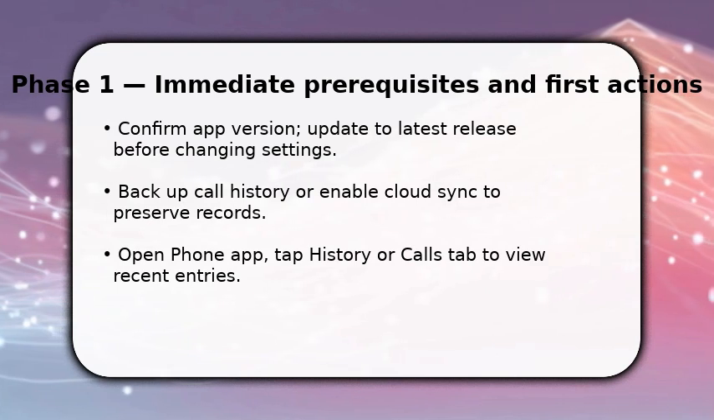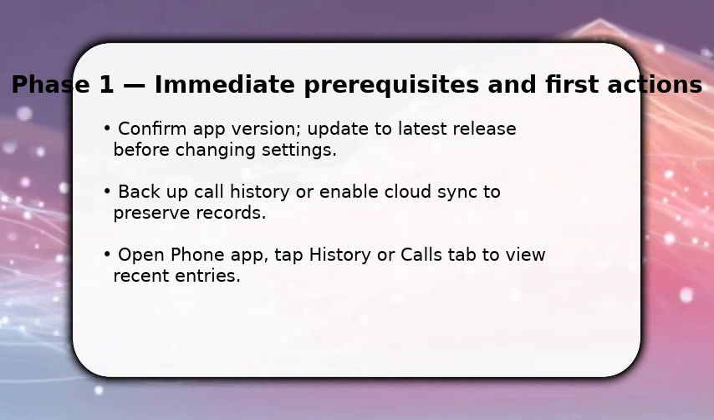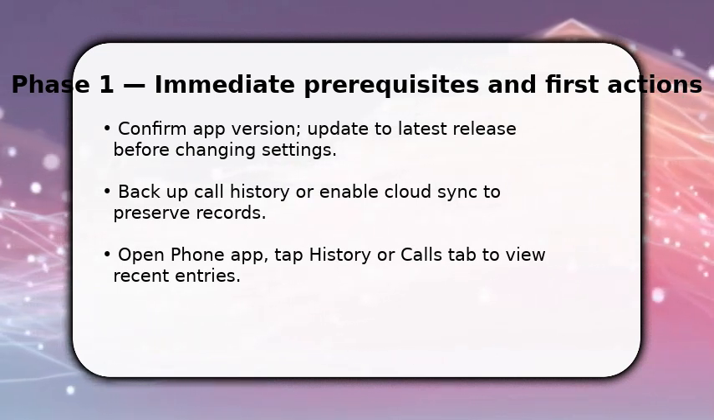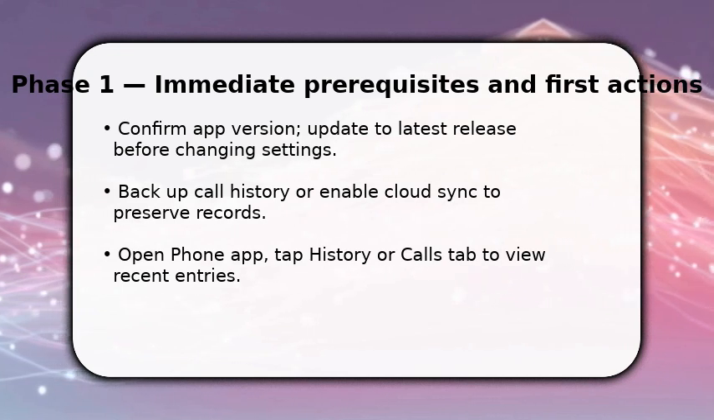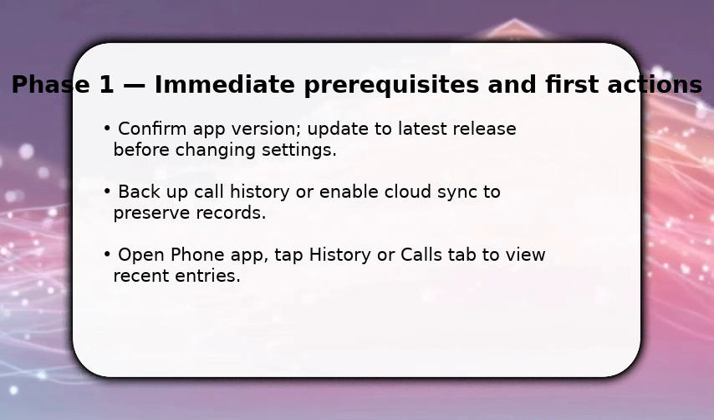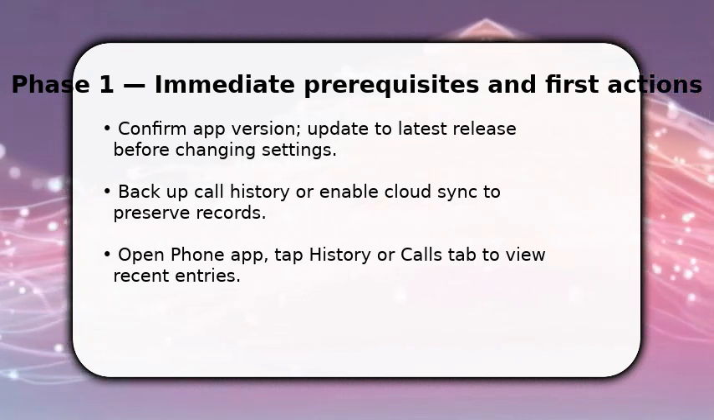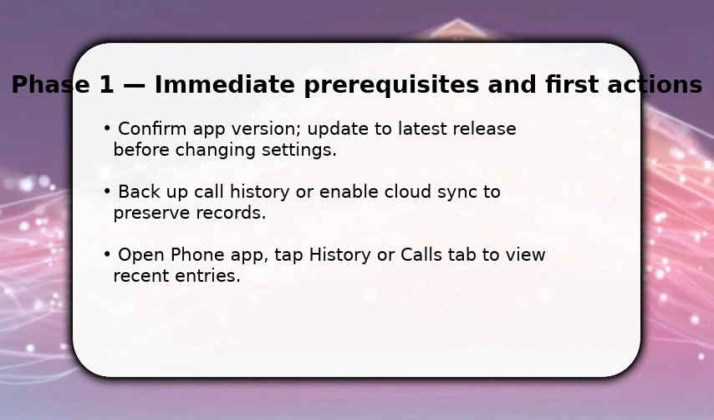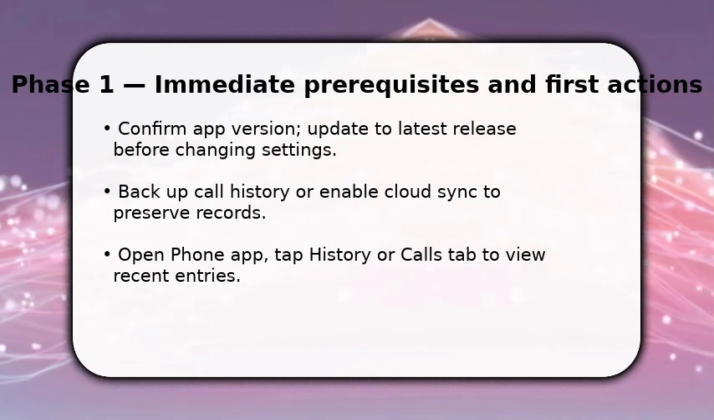Next, open the phone app and go straight to the Calls or History tab. You need the list visible. Once done, scan for the specific entry or group you want to change and tap the three-dot menu or long press a call to reveal edit options. This kicks off the change process.